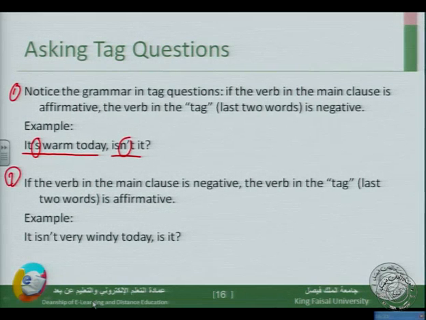Rule number 2. If the verb in the main clause is negative, the verb in the tag, the last two words, is affirmative. This is an example. Here, this is the main clause. It isn't very windy today, is it? So here in the main clause, the main verb is negative. So the verb in the tag question should be affirmative or positive.